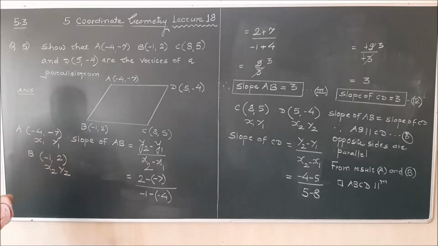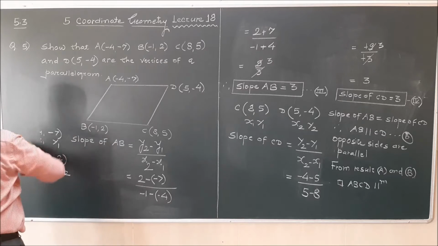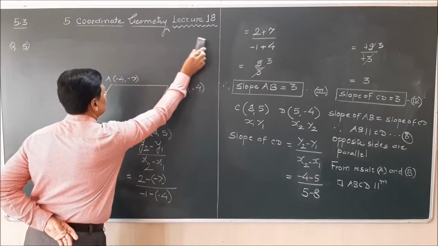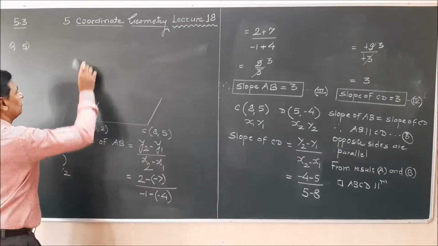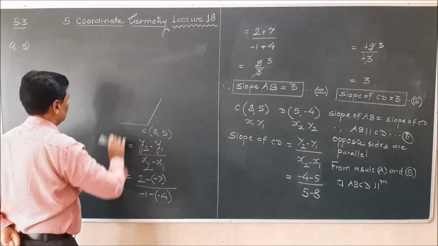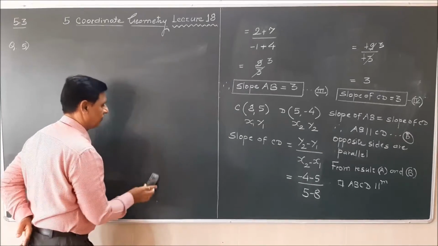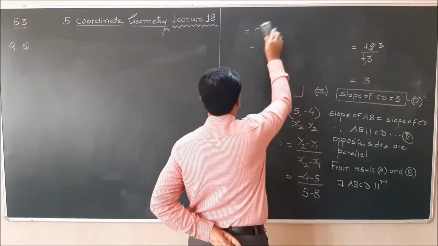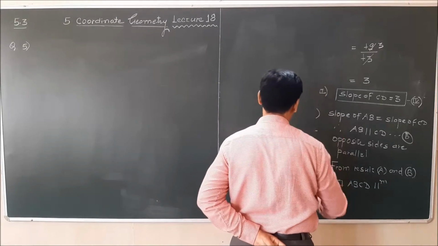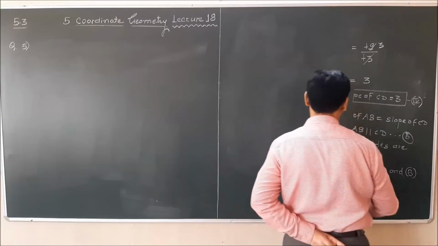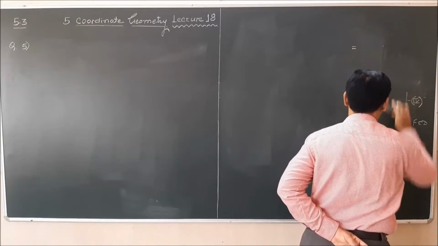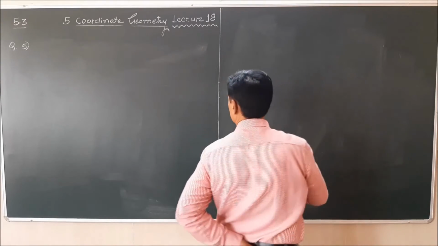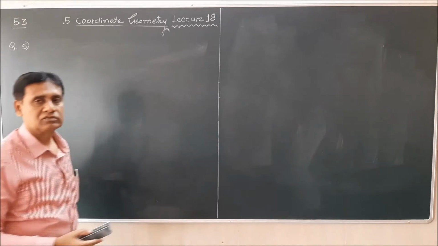So here we finish question number 5. Now I am going to do question number 6. In question number 6, we have to find out the value of P. To find out the value of P, if the slope is given, in that case it is easy to find out the value of P.